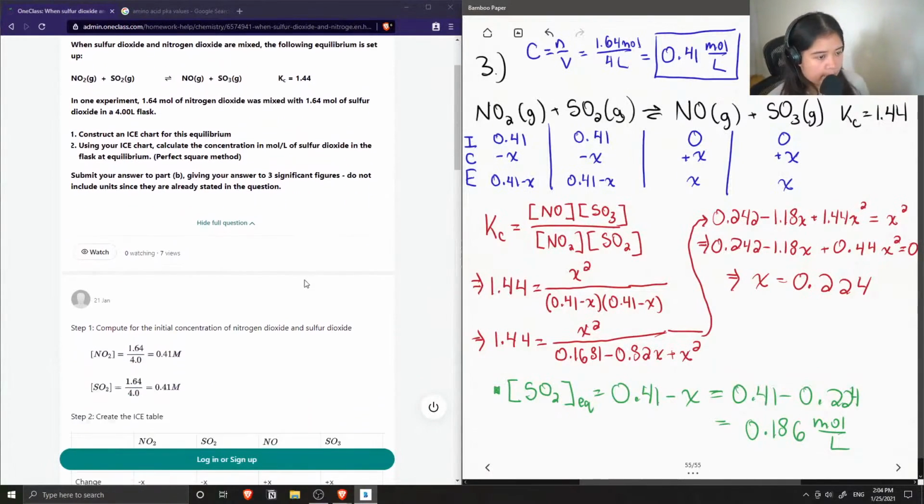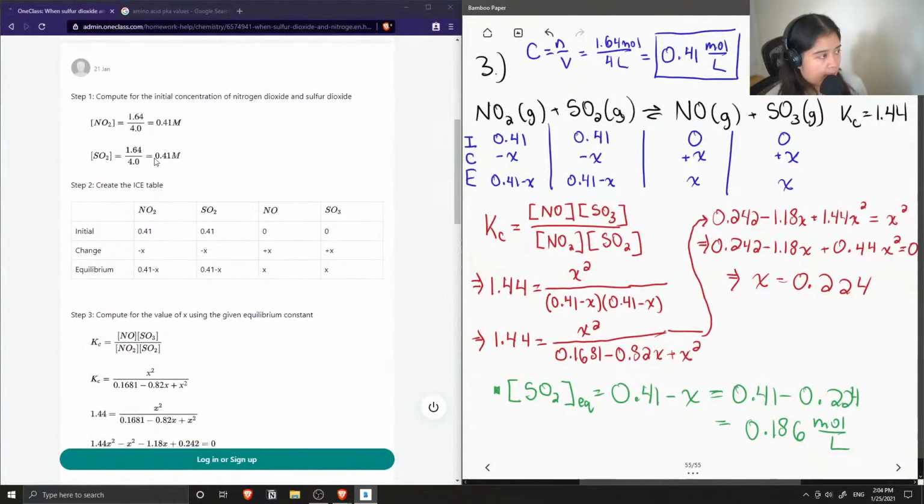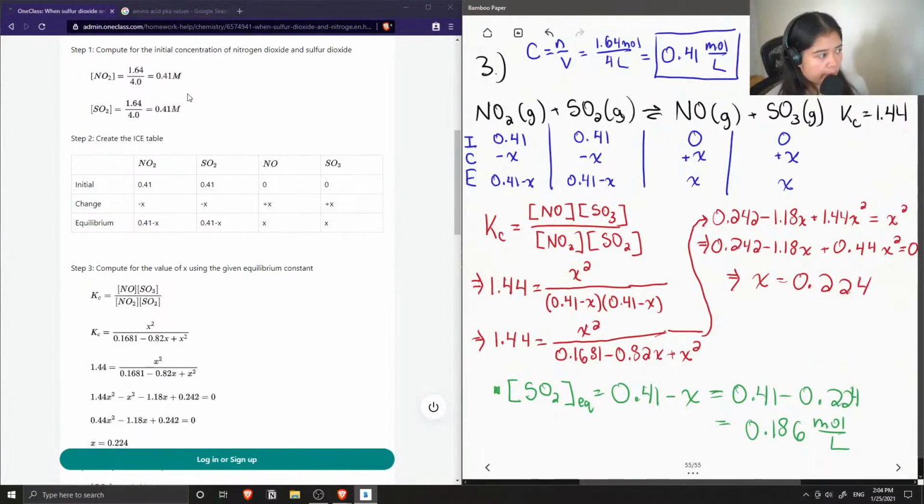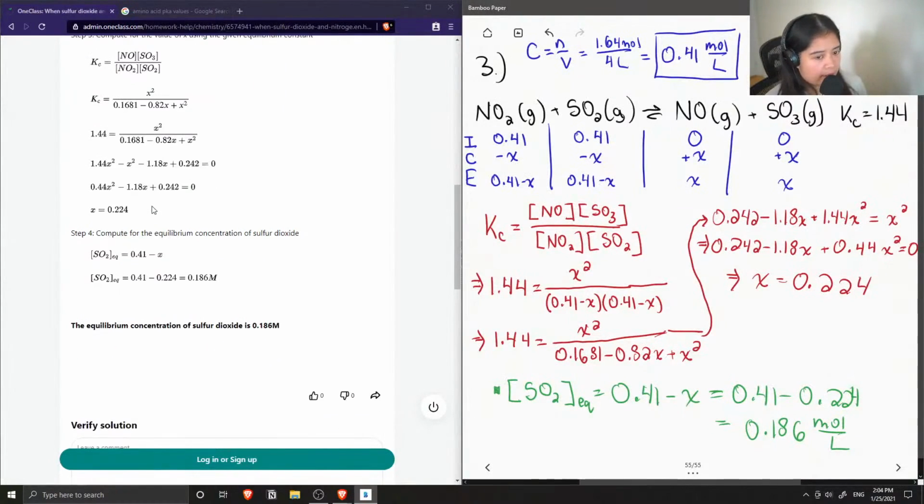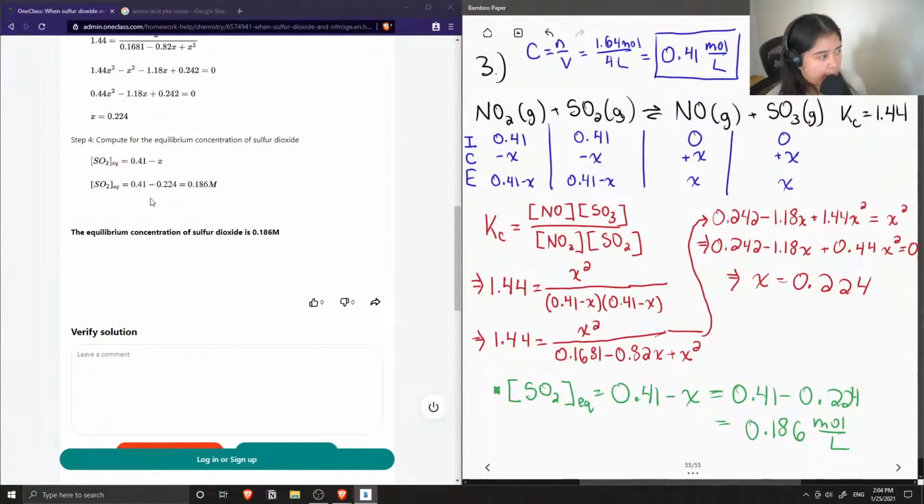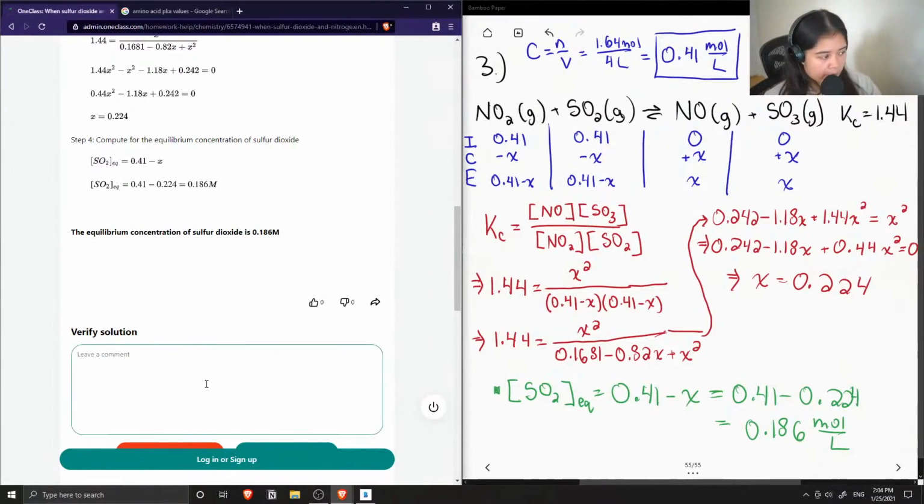Okay, so now let's see what the junior tutor said. Step 1 is to compute for the initial concentrations of nitrogen dioxide and sulfur dioxide. So they got 0.41 for both. And they constructed their ice table, yep. And then they wrote out the expression of Kc. And also got x is equal to 0.224. So now when finding the sulfur dioxide's equilibrium concentration, they also got 0.186. So this solution is correct.